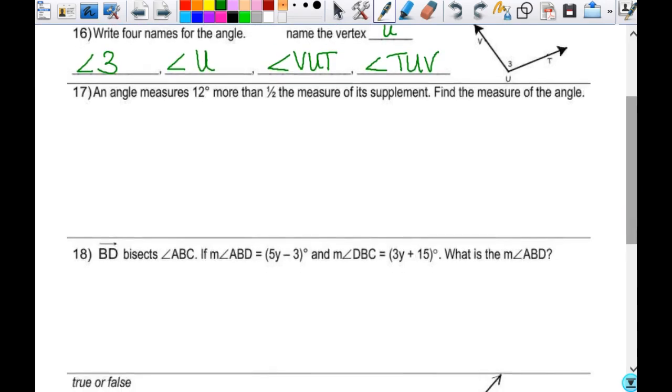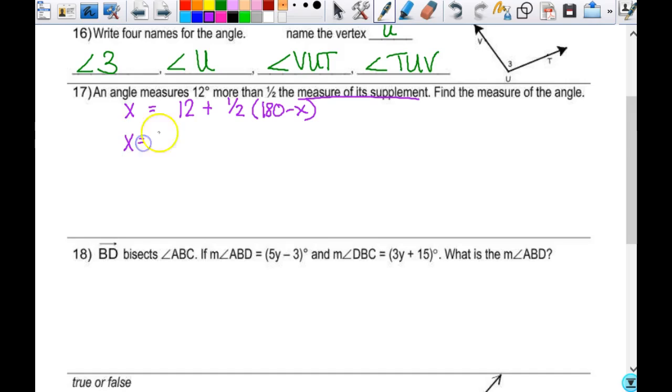Okay. An angle measures 12 degrees more than half the measure of its supplement. Find the measure of the angle. So we're translating. An angle measures, okay, that means an angle is. So an angle, which is x, is 12 degrees more, so it's a positive 12, more than half the measure of its supplement, and the measure of its supplement is 180 minus x. There's your equation. So now you just got to solve it.